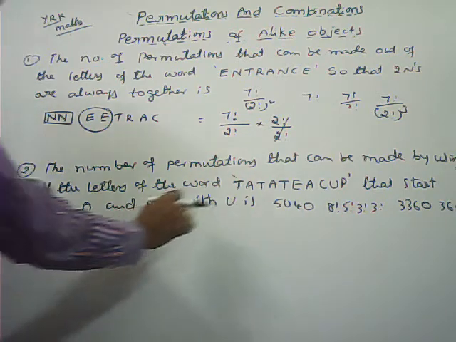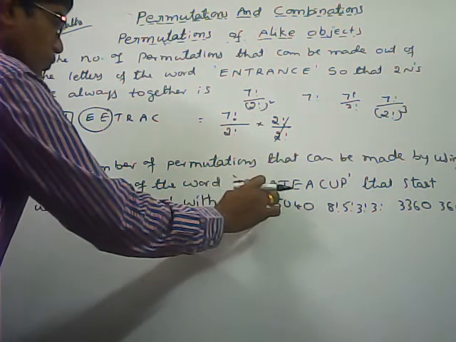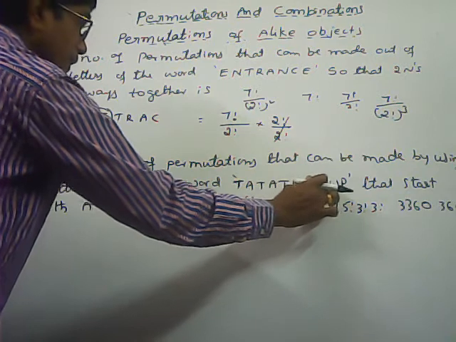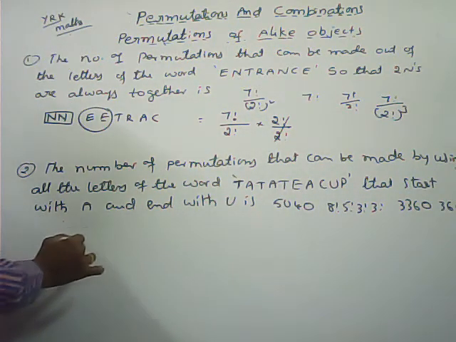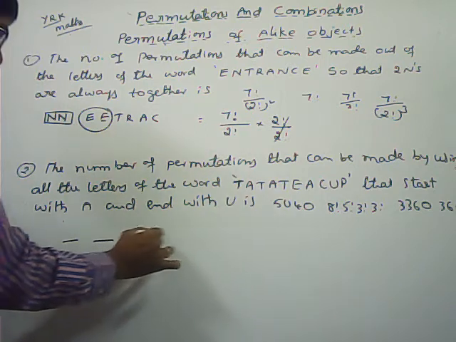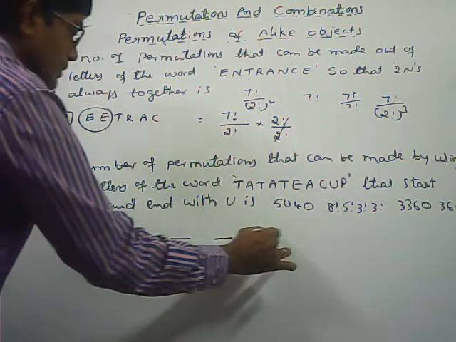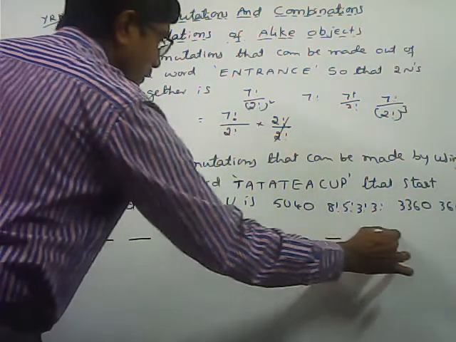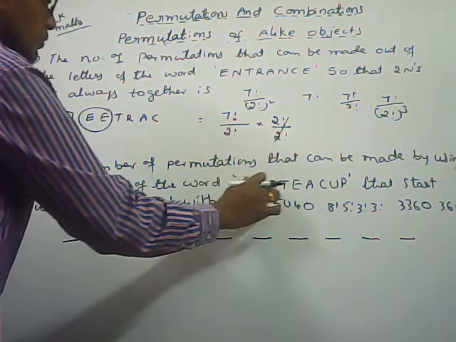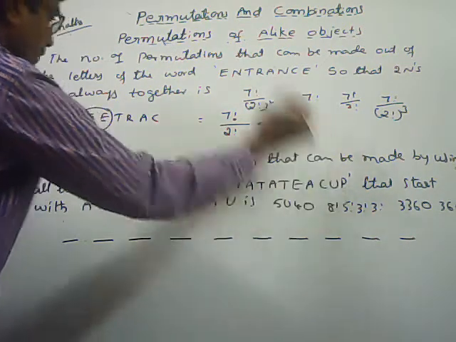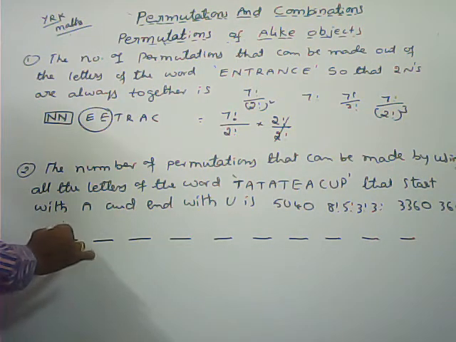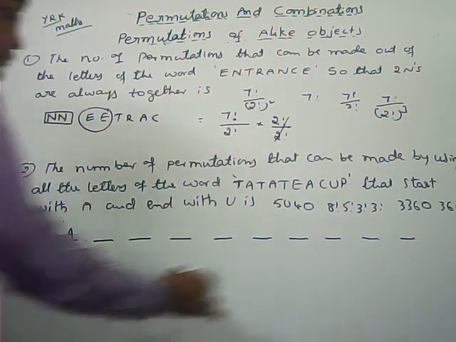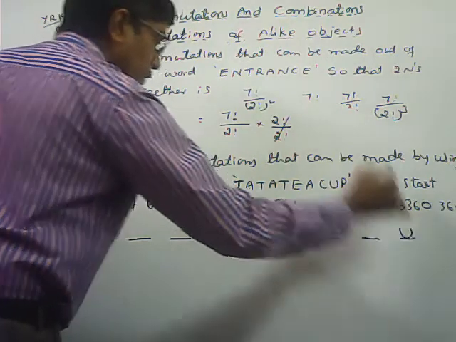Now, in total, how many letters are there? 1, 2, 3, 4, 5, 6, 7, 8, 9, 10. There are 10 letters. The word starts with A, so one A is fixed here, and it ends with U, so U is also fixed here.